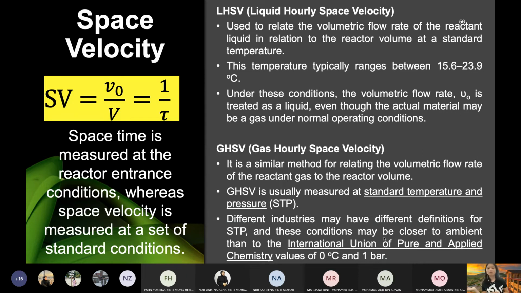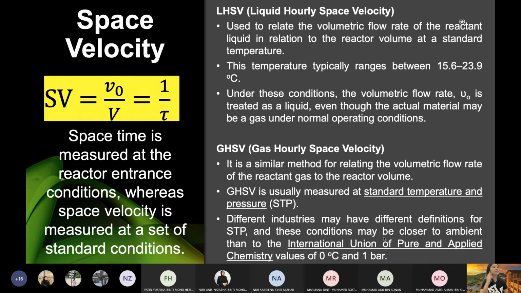Okay, so apa tu space velocity? Space velocity basically sama dengan 1 per space time, 1 per tau. So kalau tadi tau, time, dia punya dimension time, right? Unit dia second, minute, hour. Kalau space velocity, kamu bahagikan saja, reciprocalkan 1 per space time, 1 per tau. So unit dia become per second, per hour, per day, per minute, so on and so on.